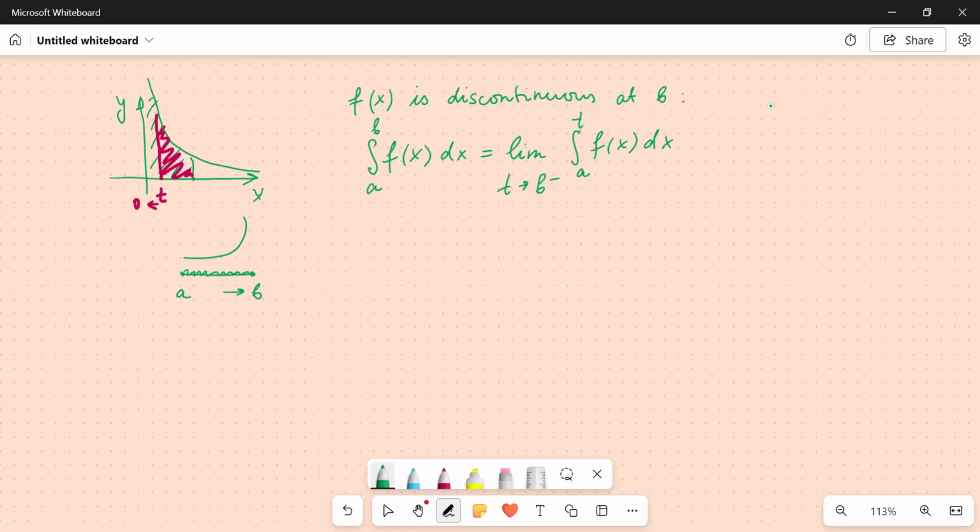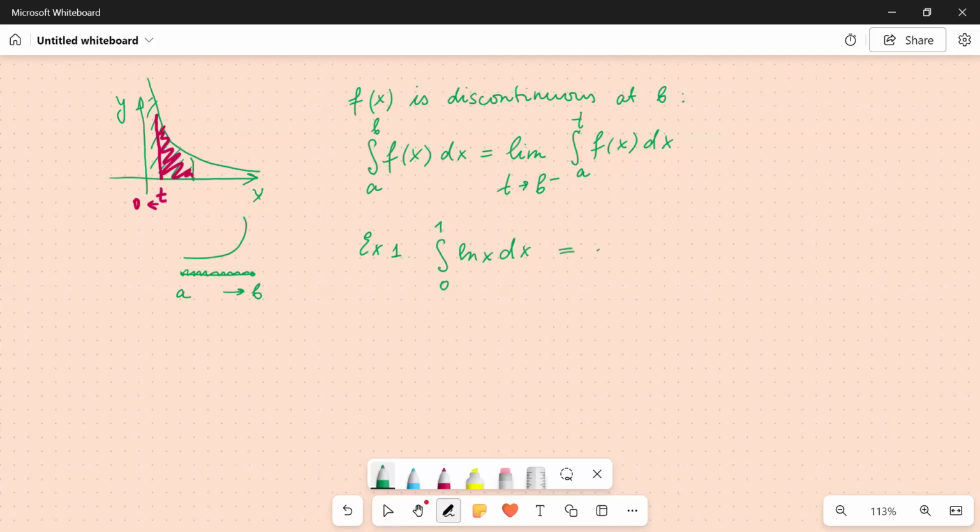I'm going to consider an example. Example number 1 is going to be the integral from 0 to 1 of ln of x dx. So how do we know that this integral is improper? Ln of x goes to infinity when x approaches 0. So actually the infinity happens at the bottom of our integral.